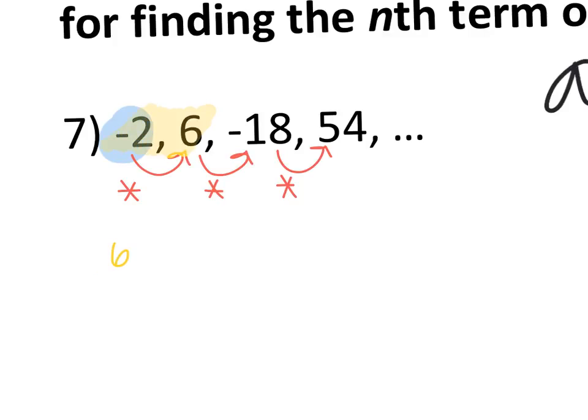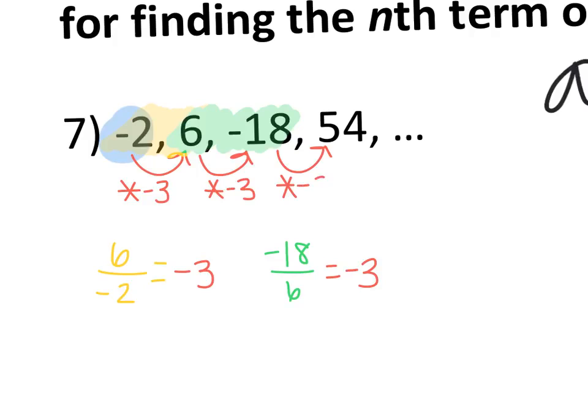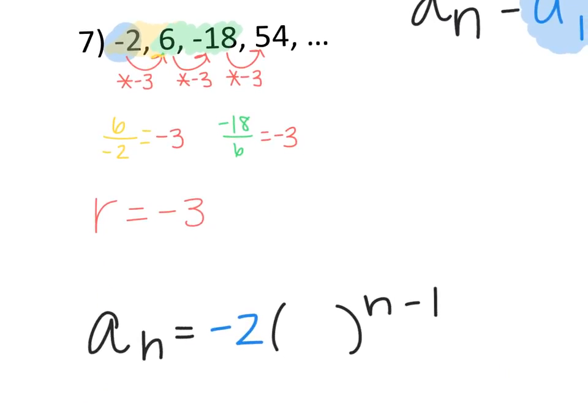I'm going to do 6 divided by -2. What is 6 divided by -2? Okay, good. It's -3. That means that so far I think my common ratio is -3. I'm going to do one more problem because I want to make sure that we're right here. I'm going to do -18 divided by 6. Use your calculator if you need to. What is -18 divided by 6? Good, it's -3. So that means every time I'm multiplying by -3, that also means r in this problem is -3. So I'm going to plug that in here.